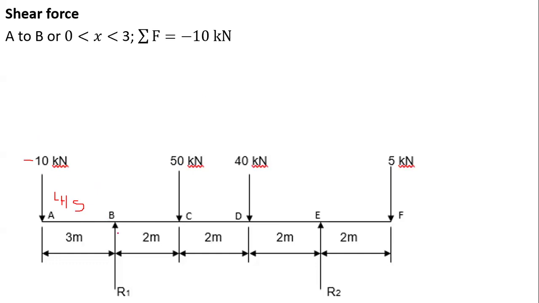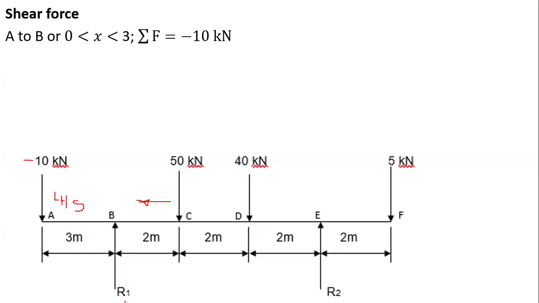Let me repeat this. B to C. This time, I'm setting my foot at point C. This is where I'm standing. This is where I'm stepping. This is where I am right now. Then look back at what has remained on the left. What do I have? I have R1 and 10.